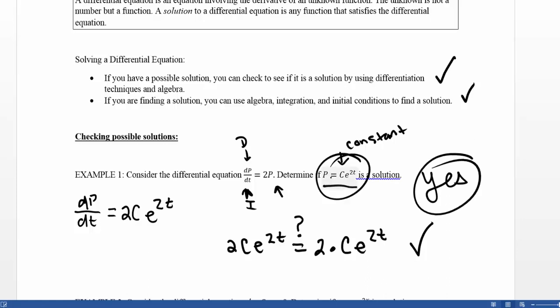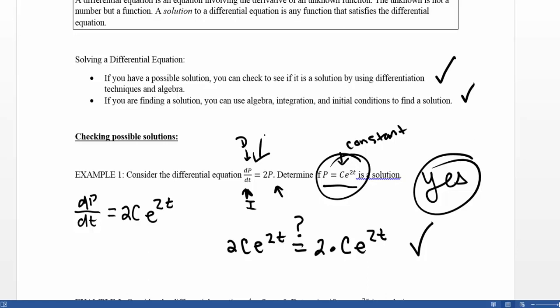this is a solution. Now, that doesn't mean that there aren't other solutions to this. We don't know. All we know is that we checked the proposed solution and it satisfies our differential equation. So that's how we start to check these.